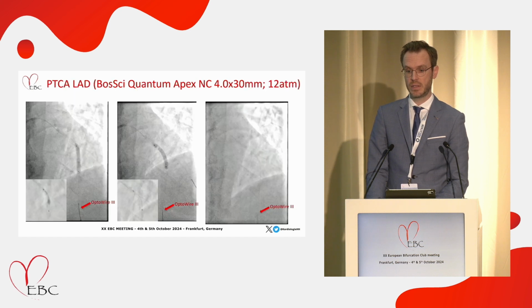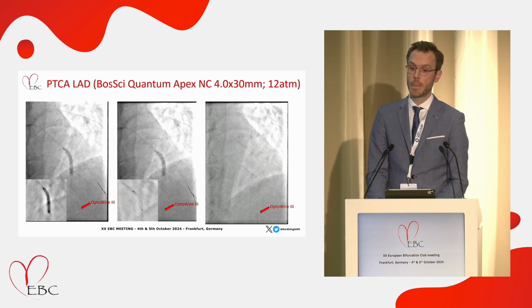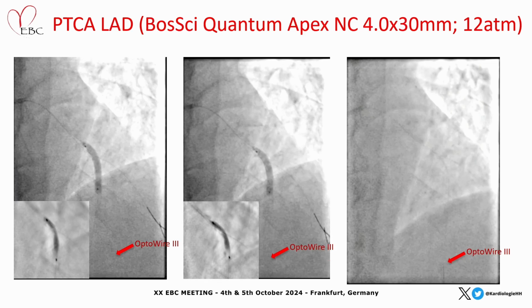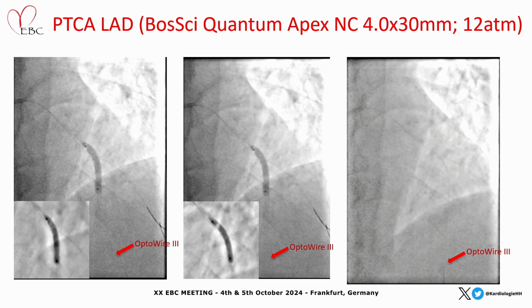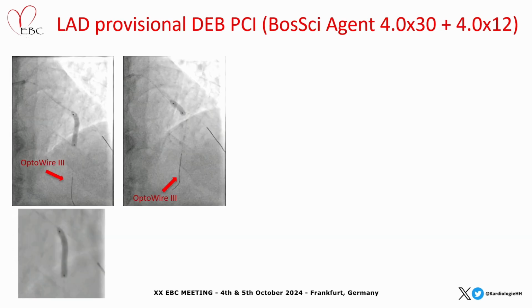So the decision was made on this integration of physiology and image-based imaging to do a one-on-one lesion preparation with an NC balloon at slightly 12 atmospheres, and you can see in the SyncVision that the balloon has good apposition. Also, at the level of the bifurcation, the balloon is well expanding in the angiogram, and you see the results after PTCA with an NC balloon.